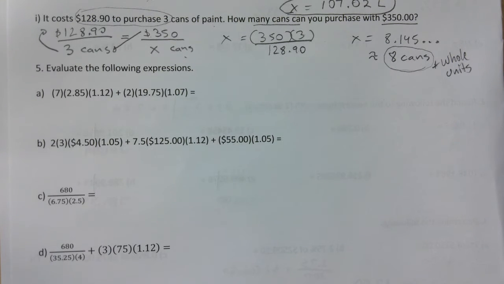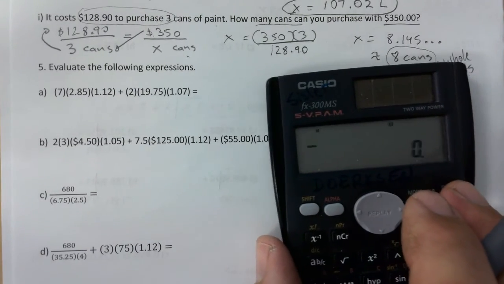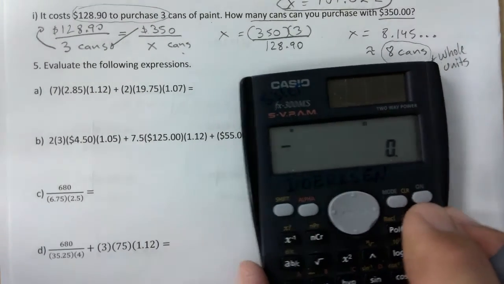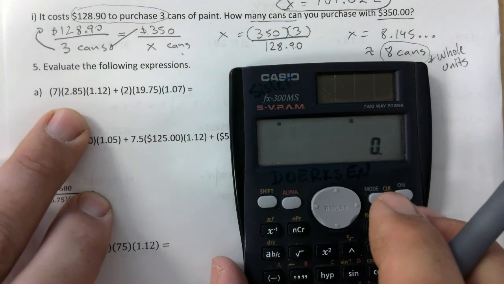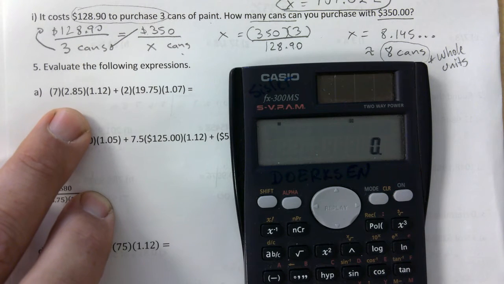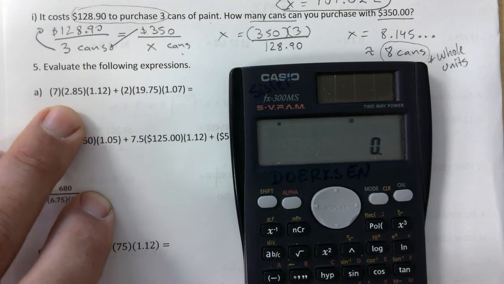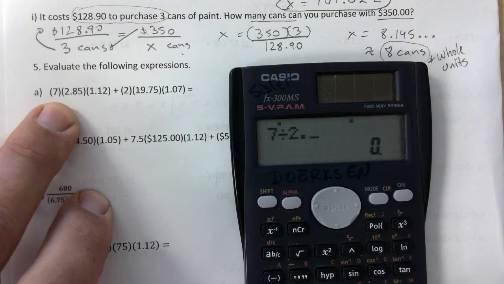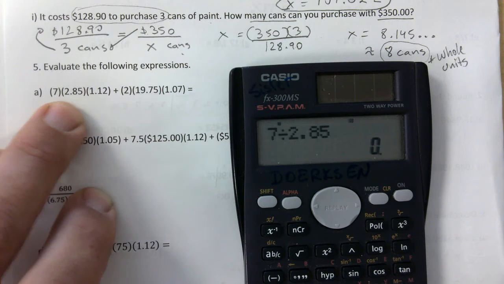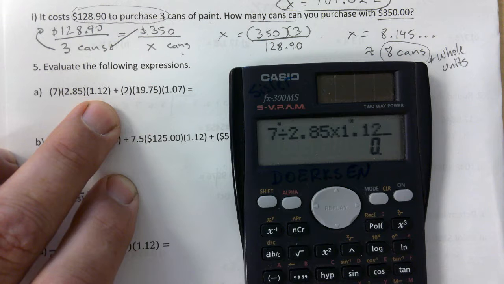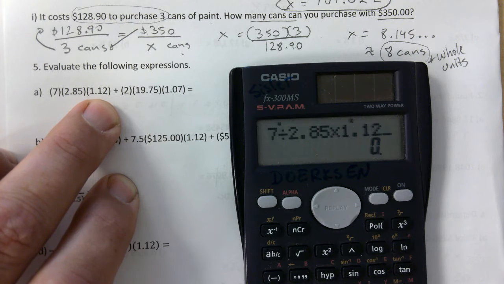This is where having a good calculator comes in. Try typing this in one shot right now. Some of you will not be able to, but if you can, you're laughing, right? So 7 times 2.85 times 1.12. You can use brackets if you have, you can use times, that's fine.